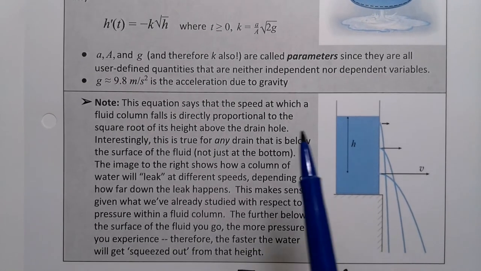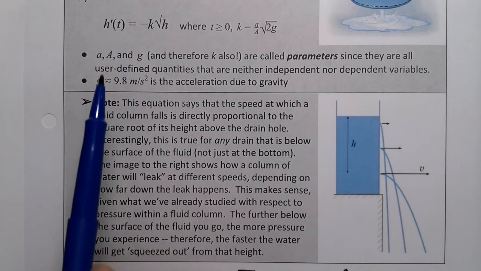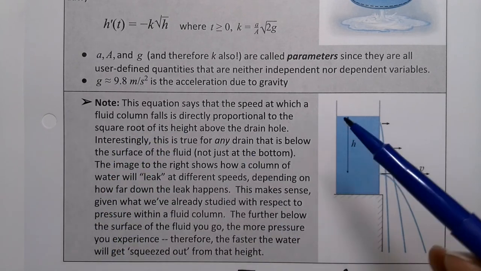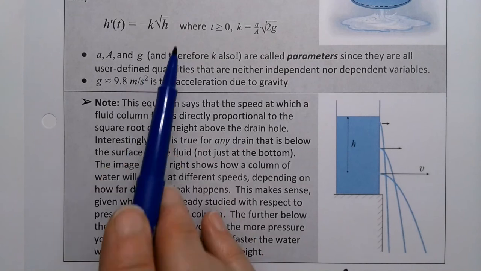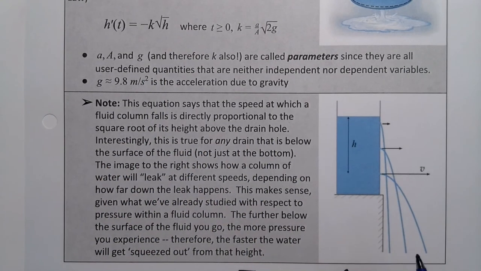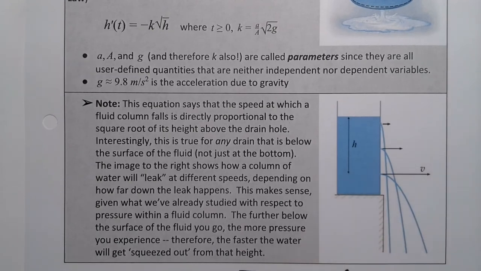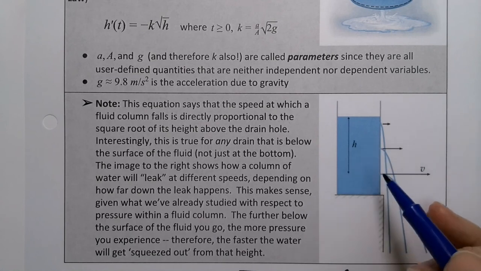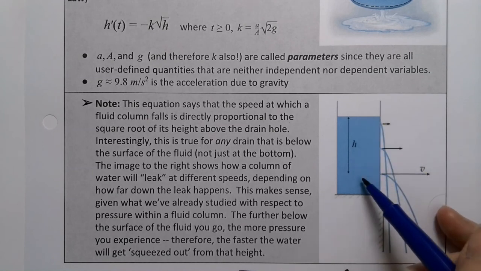This equation says that the velocity at which the fluid column falls, the height drops, is directly proportional, k times the square root of its height above the drain hole, because the height is how far above the drain hole you are. And if you think about this, this makes a certain kind of sense. We all know, due to pressure on the fluid column, from learning about pressure earlier in the semester, that there's a lot more pressure down here at the bottom.